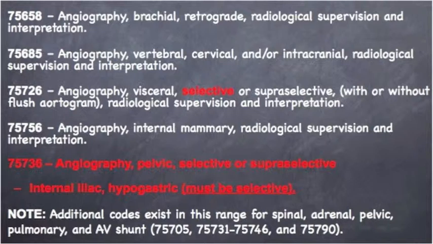The main thing that I recommend that you focus in on are which of these definitions have the word selective inside of them, because in order to bill for a diagnostic study that has the word selective in its definition, the catheter has to be selectively engaged in that vessel. So when we're looking at the visceral vessels, it has to be selective. When we're looking at the pelvic vessels, which is going to be your internal iliac most commonly, the doctor has to position the catheter inside of the internal iliac arteries in order to bill the 75736 code.